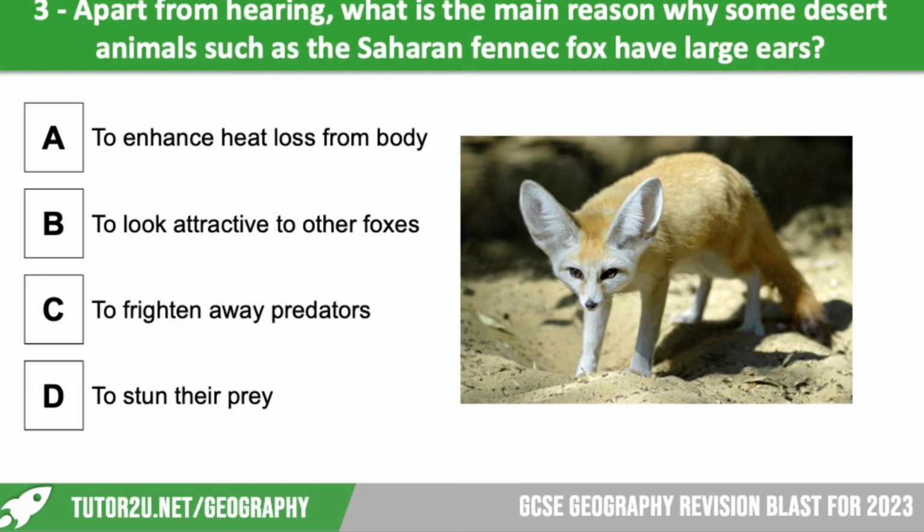3. Apart from hearing, what is the main reason why some desert animals such as the Saharan fennec fox have large ears? A, to enhance heat loss from the body, B, to look attractive to other foxes, C, to frighten away predators, and D, to stun their prey. Let's have a look. It is A, so there's lots of blood vessels that run across those big ears, which means transferring heat away from the body, which is a way of keeping them cool.